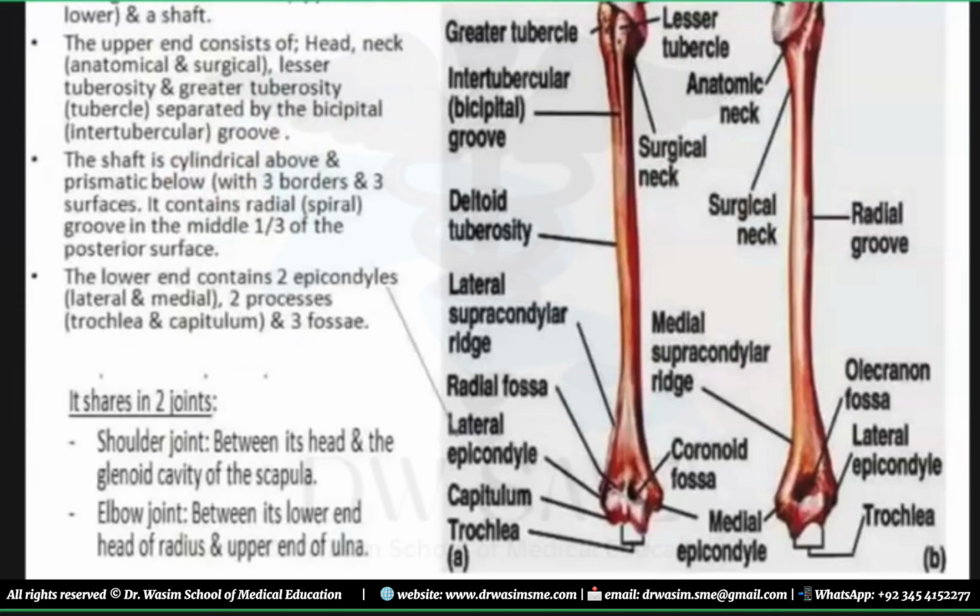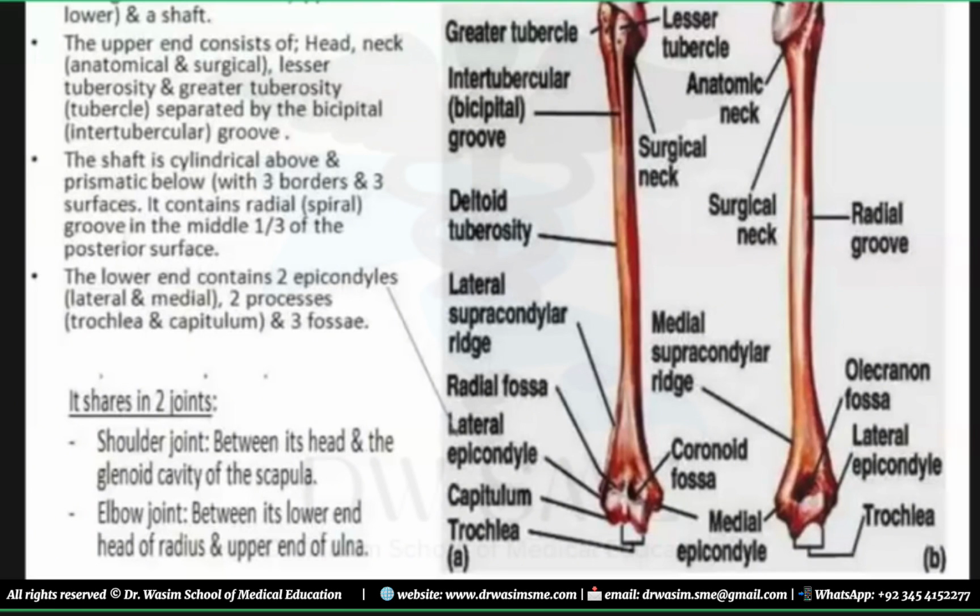So then we have humerus. Humerus is a very important bone because of the highlights that you could see in this diagram, each point has its own importance. So starting from the proximal end, we have the head, we have the greater tubercle, lesser tubercle, anatomical and surgical neck. Now the importance is that the head articulates with the scapula to form the shoulder joint.